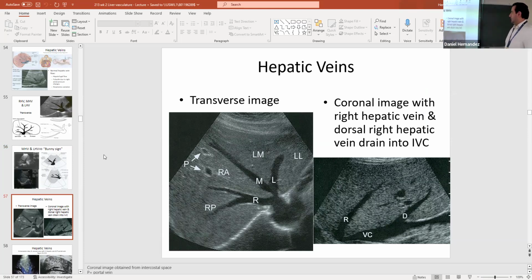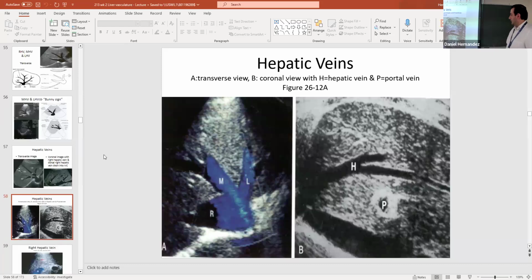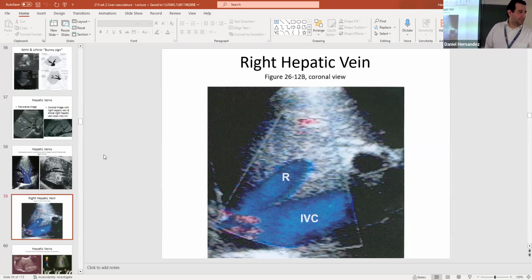More transverse images, and then a coronal image, coming from the patient's right, imaging back. Some more pictures of hepatic veins. And then this is now that sagittal, so we're going to practice coming from coronal, seeing if we can see the IVC and then the right hepatic vein draining in.